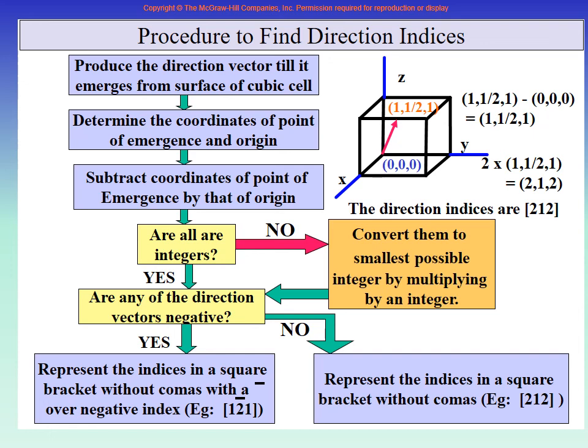So this is it. Here as an example, if you are going right 1 half 1, it is this half point on the front face. So you are going 1 here, you are going half here, and you are going 1 there. So it is 1 half 1, but then you will multiply it by 2, and this will become 2 1 2. So the direction index will be 2 1 2 and so on, right? So this is the final summary.